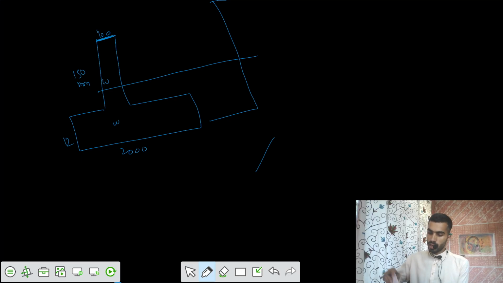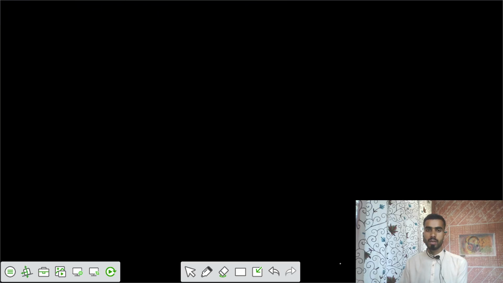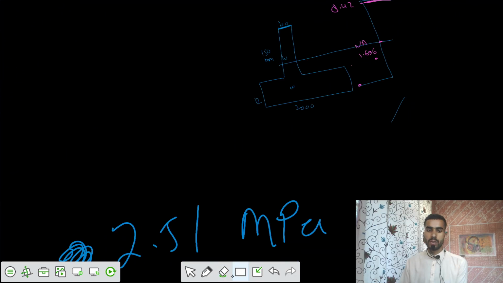Let's say the values we have on the top, we had 8.42 compressive. Then on the neutral axis we had 0, and on the junction we had tensile stress of 1.696. Then at the bottom side we had the stress value that we calculated earlier, 2.51. So this was the stress variation.